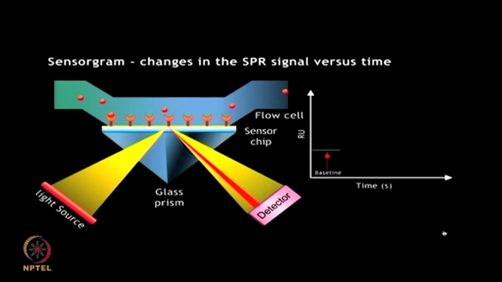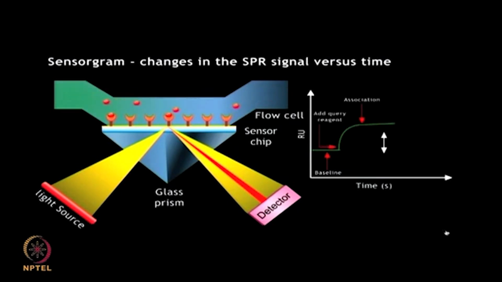When query molecule is added in the flow cell, the interacting antigen binds to the antibody and association can be seen in the SPR sensorgram. Now, the graph is showing association or on rate, Ka. After some time, the binding reaches a saturation level known as steady state.